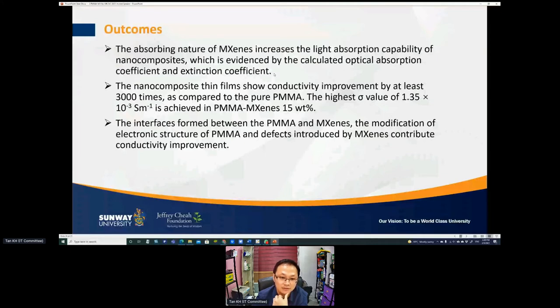But for this recent work, we focus more on conductivities and the optical property. The nanocomposite shows a very good conductivity improvement, at least 3,000 times as compared to the pure PMMA. The highest that we can achieve is 1.35 times 10 to the power of -3 Siemens per meter, of course with the highest percentage of MXene. The factors that contribute to the conductivity improvement are the interface formed between the PMMA and the MXene, the modification of the electronic structure of the PMMA, and the defects introduced by the MXene itself.